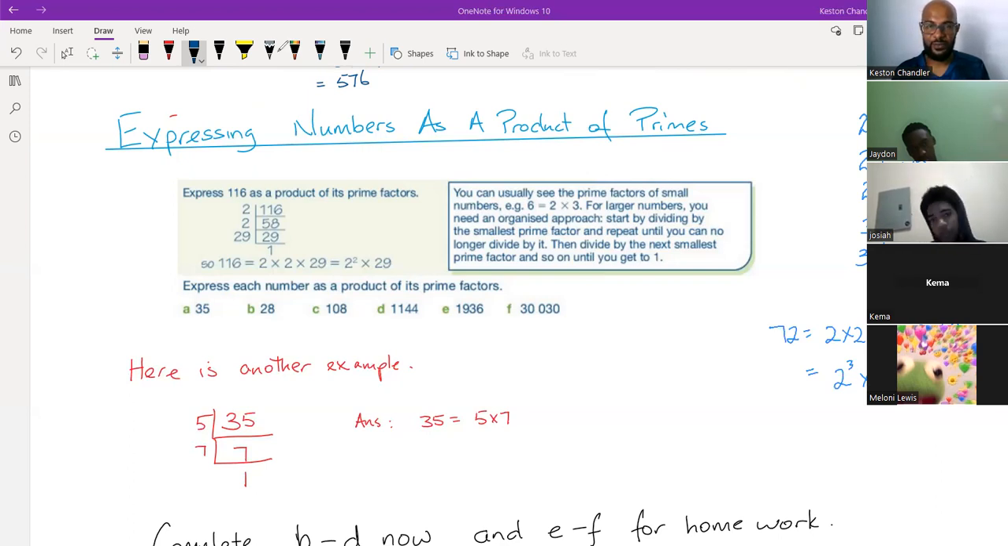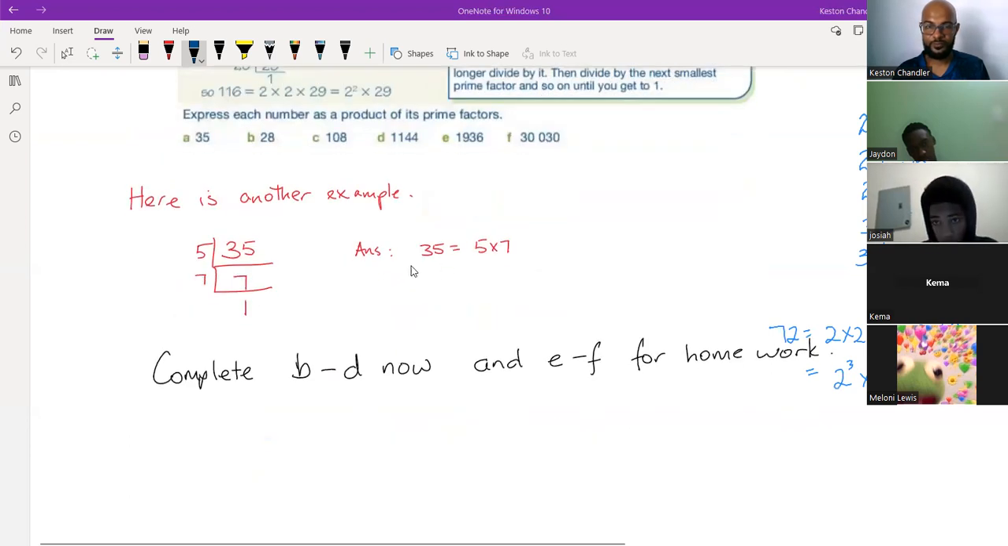So I have another example that I had written previously for you. Let's say 35. This is an example where I can't start with 2 and I can't start with 3. So the next prime number is 5. 5 into 35 is going to give me 7. Then 5 is exhausted, I can't use 5 anymore, so the next prime number is 7. 7 into 7 is 1. So here 35 as a product of primes is 35 equals 5 by 7.